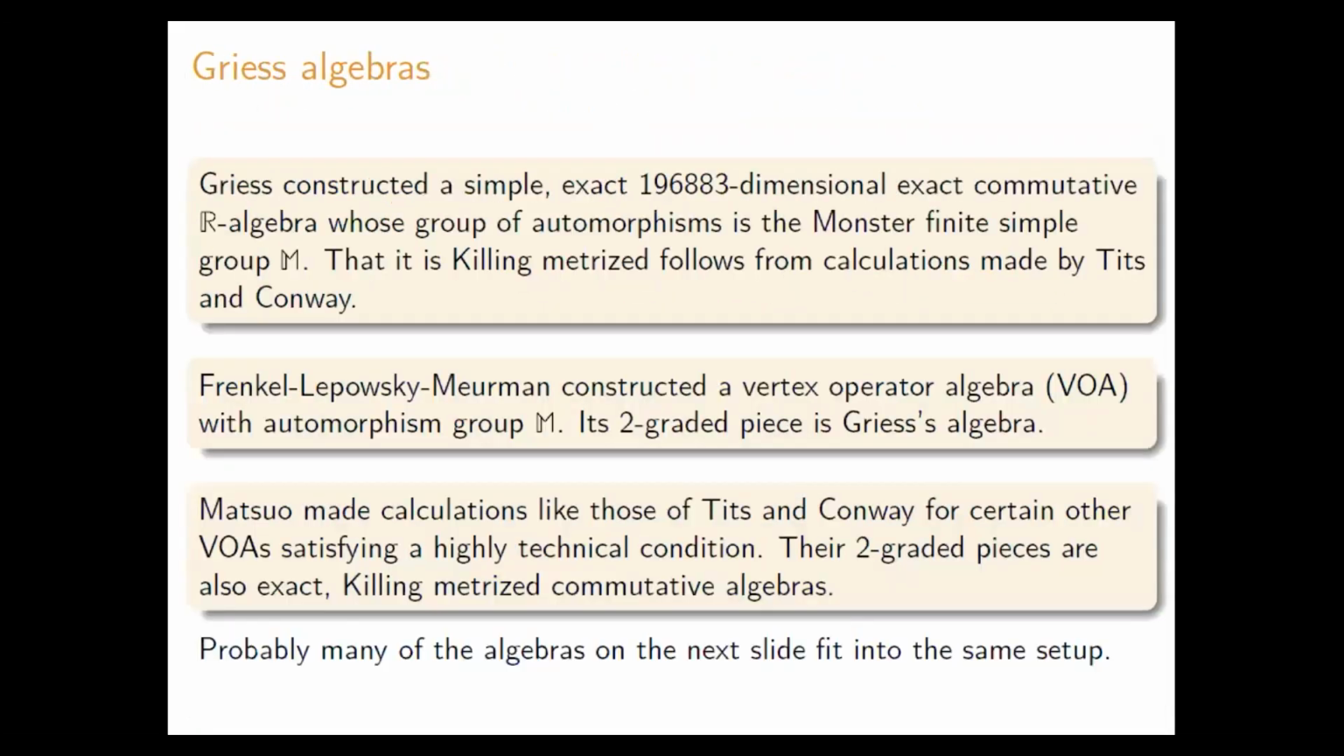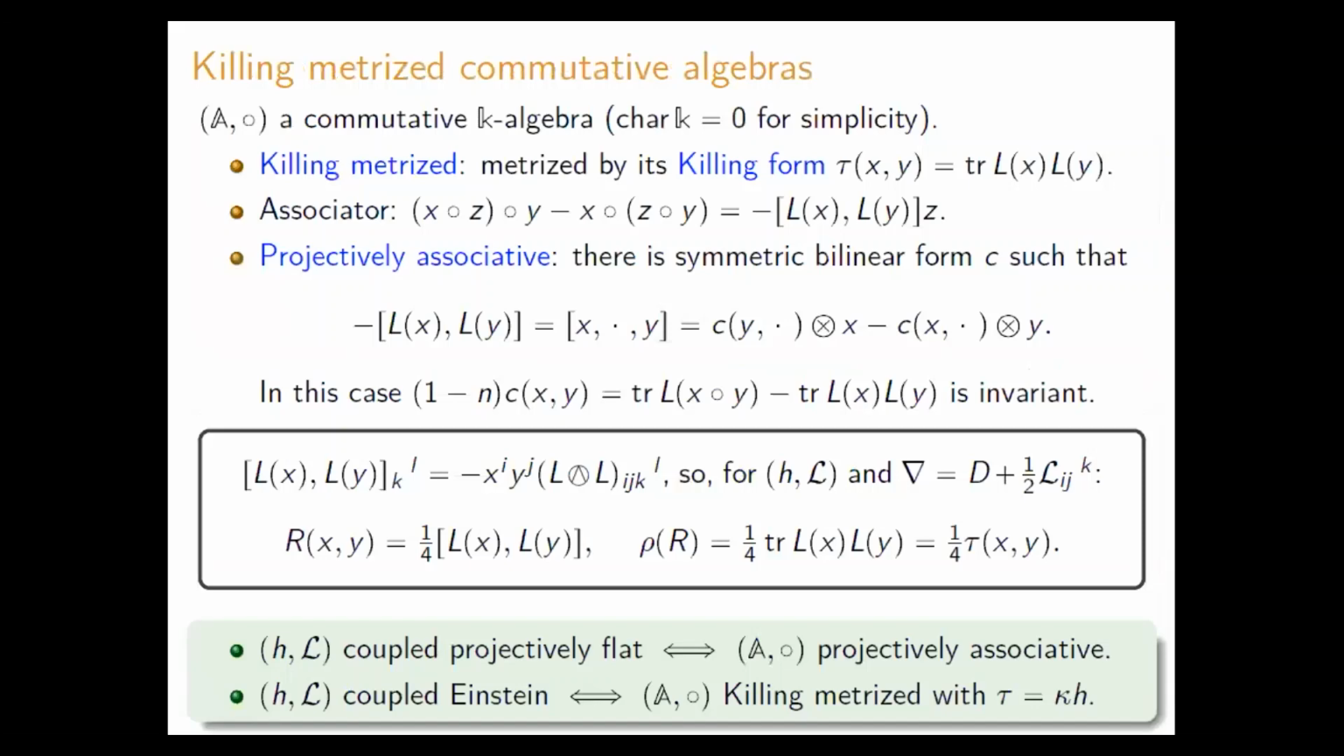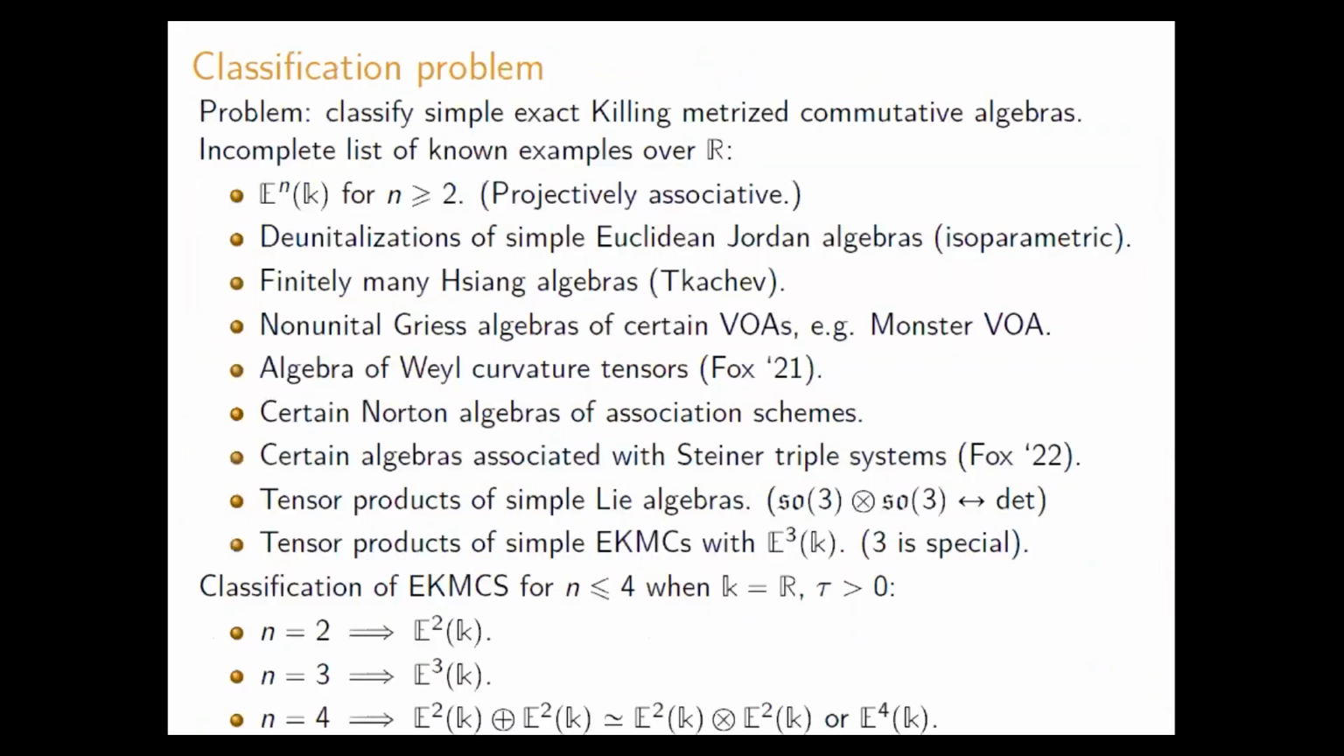So the last comment is there are a lot of such algebras. They're quite interesting ones. The most famous and most interesting example is that Griess constructed the monster finite simple group as the group of automorphisms of a simple, exact, large commutative algebra, which can be proved to be Killing metrized using calculations made by Tits and Conway. And so it actually satisfies this condition, although it does not satisfy this condition. And on the final slide I just listed a bunch more examples and some classification results. But I've already run over by a couple minutes, so I will stop.